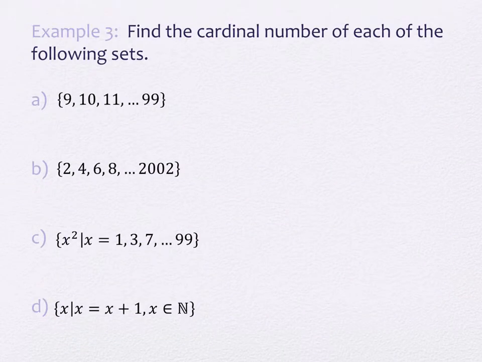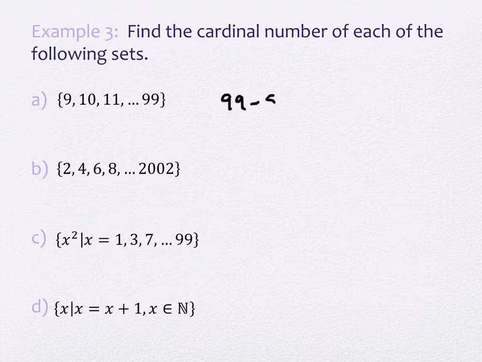Okay. All right, let's take a look then at finding cardinal numbers of things that do have stuff inside of them. Take a look at this first one. We've got the numbers from 9 up to 99. And we want to know the cardinal number of this set, which starts to feel like we've done something like this before, haven't we?